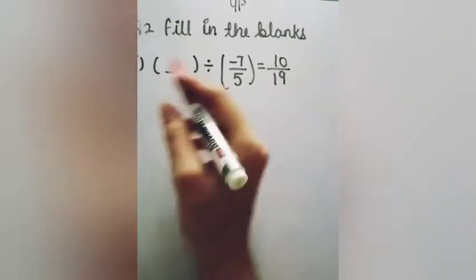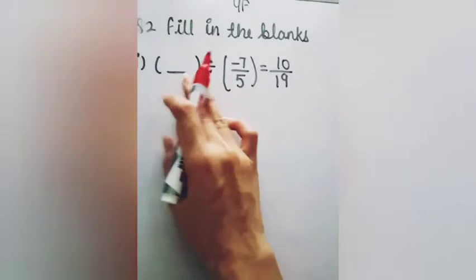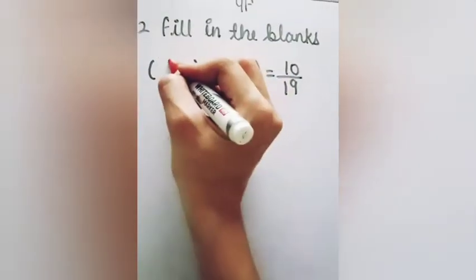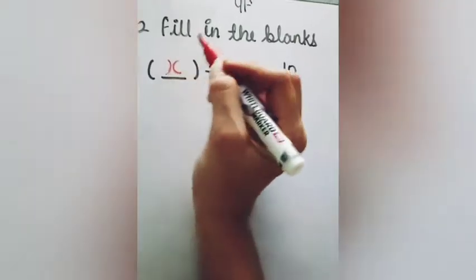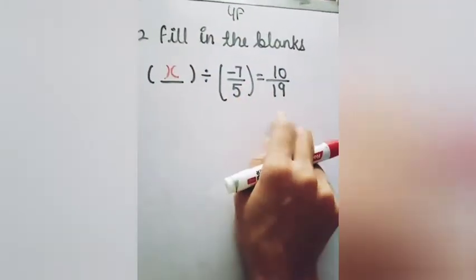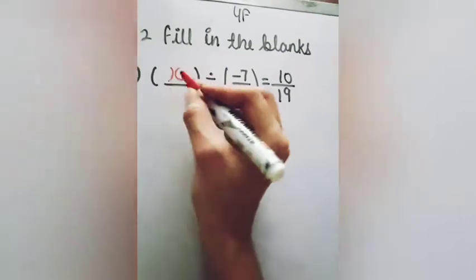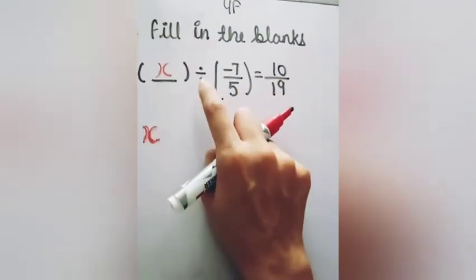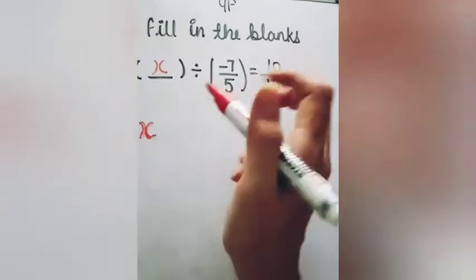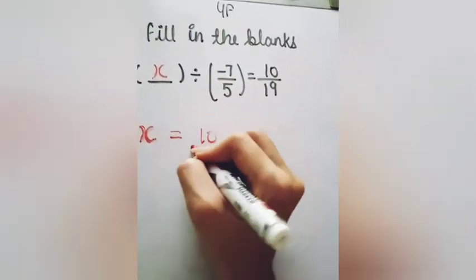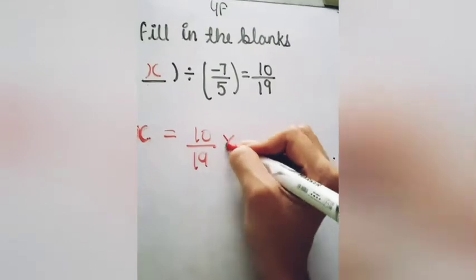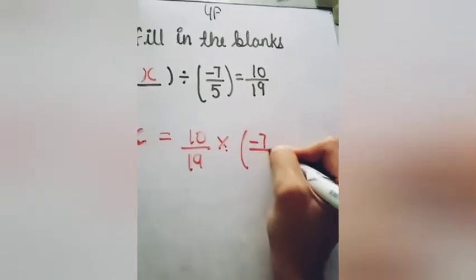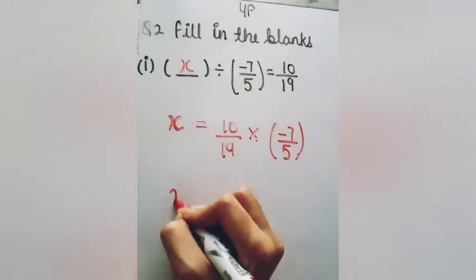Now students, see here, some number when divided by -5 upon 7 gives 10 upon 11. Let's see, here there was some number x. When this x is divided by this, we get this. So we have to find the value of x. This is in division, so when this number goes to the other side of the equal to sign, it will be in multiplication. When it goes to the other side the sign changes, we know.